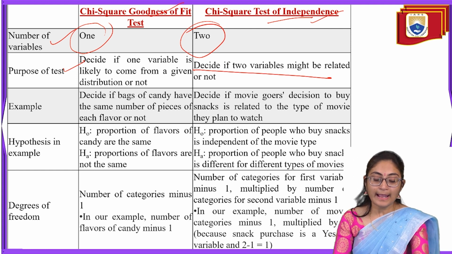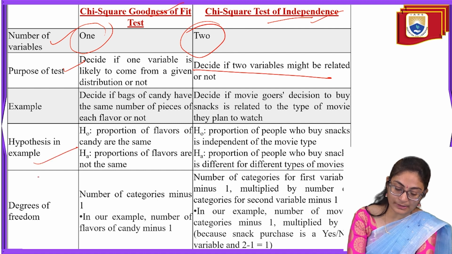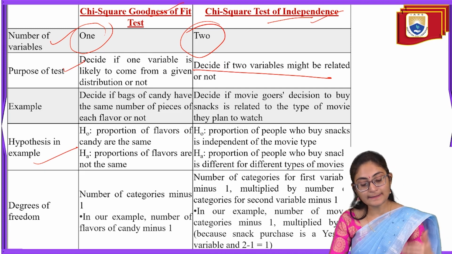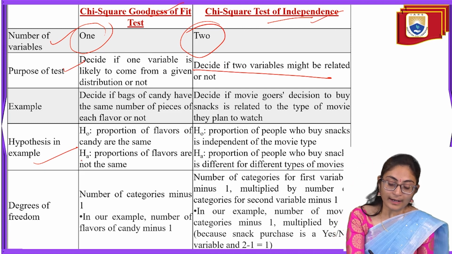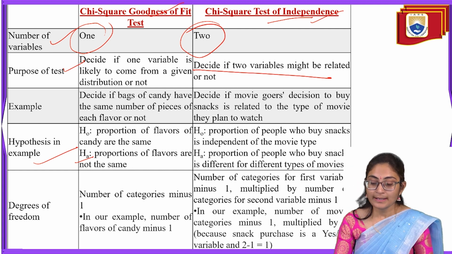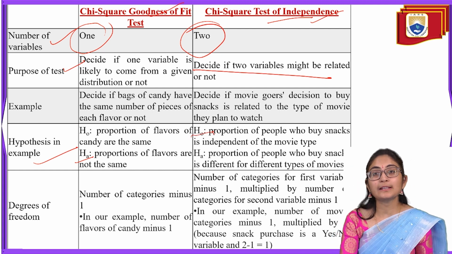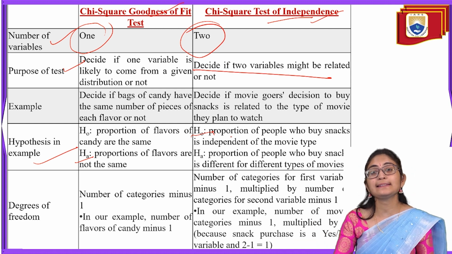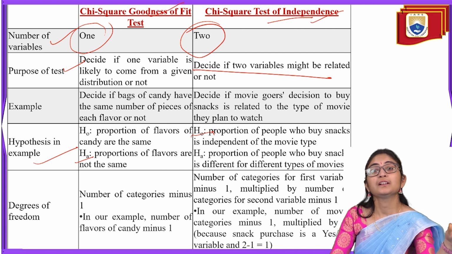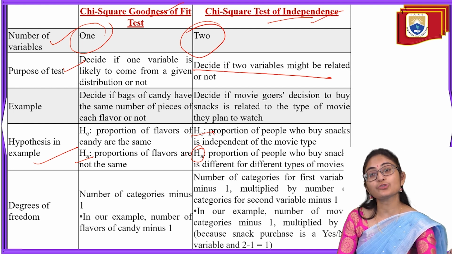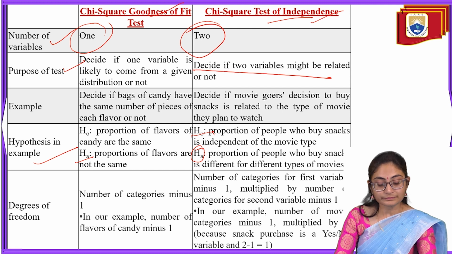Then the hypotheses in the example: H0 is that the proportions of flavors of candy are the same, and the alternate hypothesis is that the proportions of flavors are not the same. When we are talking about independence, H0 says the proportion of people who buy a snack is independent of the movie type, and the alternate hypothesis says that the proportion of people who buy a snack is different for different types of movies.